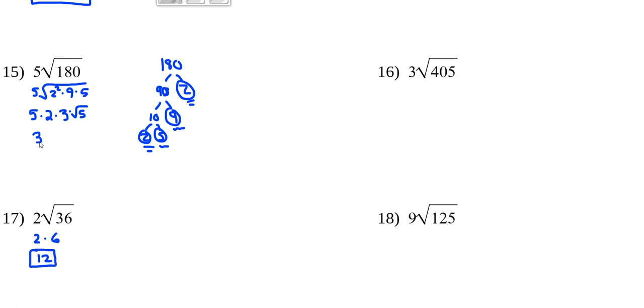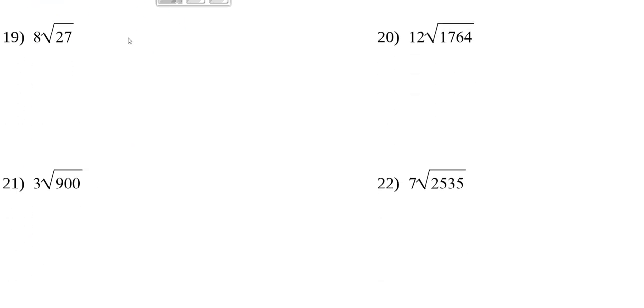All right, 3 more to go here. Number 19, 8 times the square root of 27. 27 is 9 times 3. 9 is a perfect square, 3 is prime. So this is 8 times the square root of 9 times 3. 8 times the square root of 9 is 3. And then I have a root 3 left over. 8 times 3 is 24, so 24 root 3 is the answer.